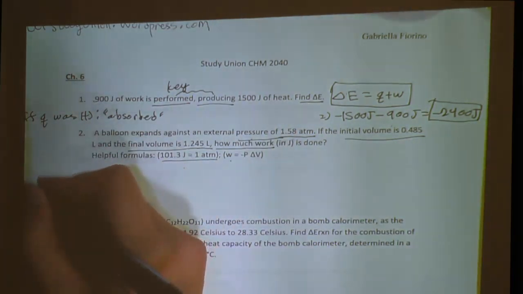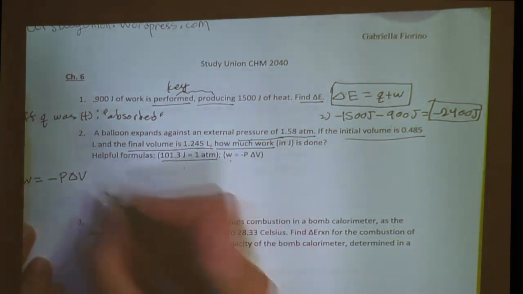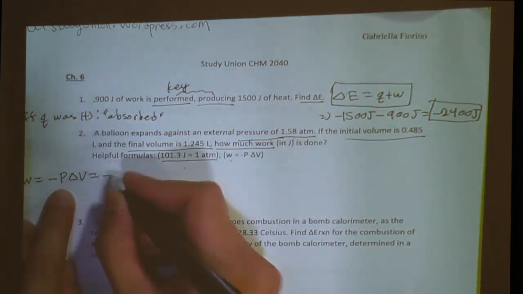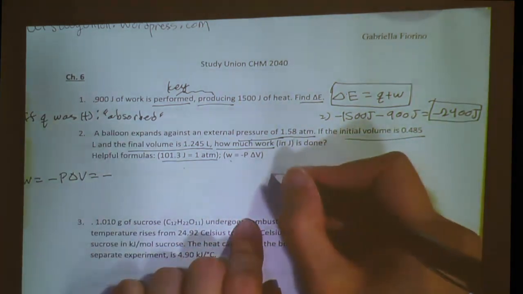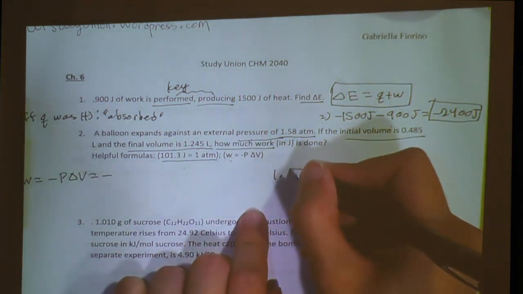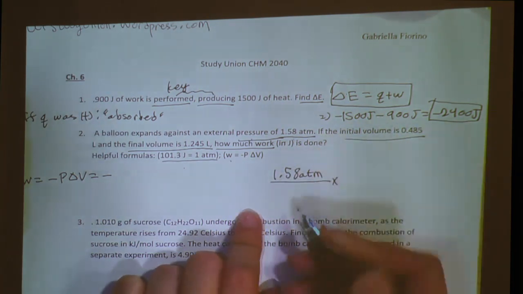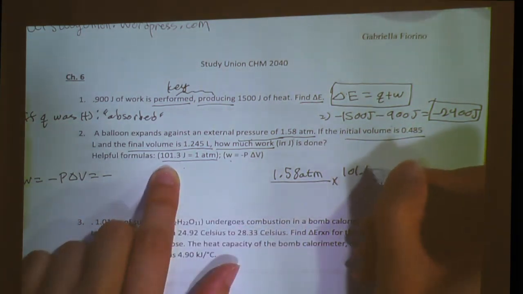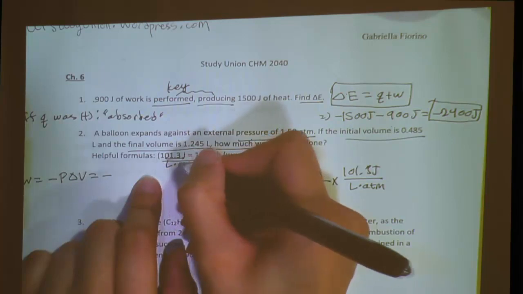So we have work equals negative pressure times change in V. Now we're going to find pressure. So we have negative 1.58 atmospheres. So we're going to work this out on the side. 1.58 atmospheres times, we have this conversion factor here, which is 101.3 joules over liters times atmospheres. Sorry, this should be over liters times atmospheres.